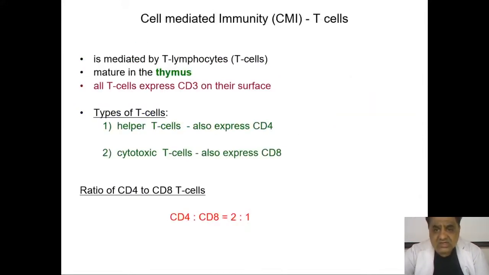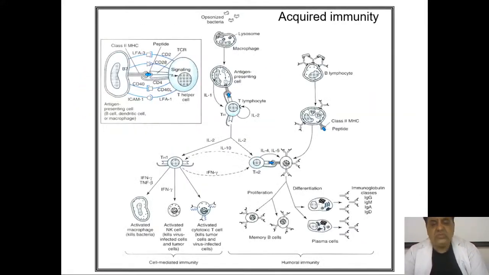Now, this diagram kind of summarizes the adaptive immune system. Once antigen presentation has happened, a pathogen has been engulfed by a macrophage here, and its peptides have been presented here in this case by class 2 MHC. So what will be the cell recognizing class 2 MHC? It will be a CD4. Had it been a class 1 MHC presentation, it would have been a CD8 T cell.